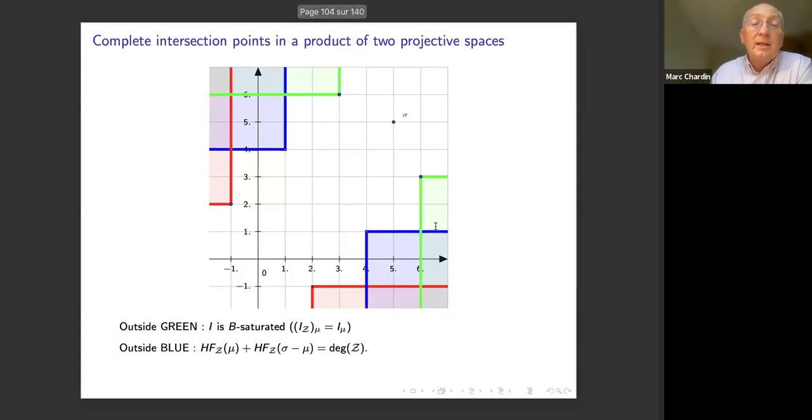The second thing is that outside the blue region, okay, you have this symmetry, that the Hilbert function in degree mu plus the Hilbert function in degree sigma minus mu is equal to the degree.